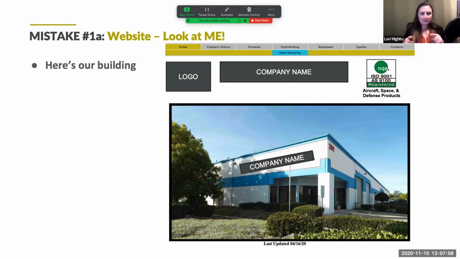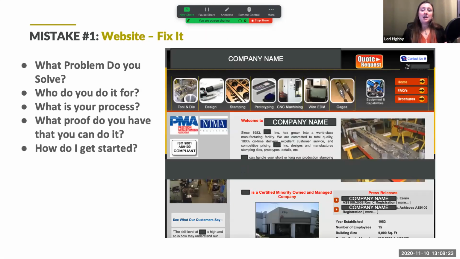Now, this is one of my biggest pet peeves that I see a lot of manufacturers is just saying, look at our awesome building. Really, at the end of the day, what your clients care about is, can you do the job that it is that they need to be completed? They don't necessarily care about how big is your building, unless that is a critical factor in making a decision as to you being able to fulfill that specific task. So let's take a look at this and figure out how can we fix the website.